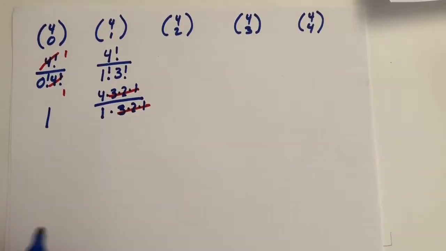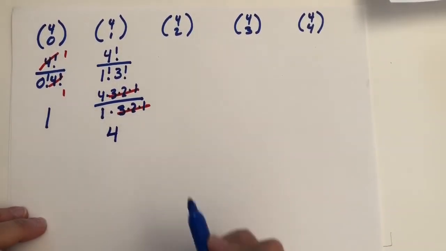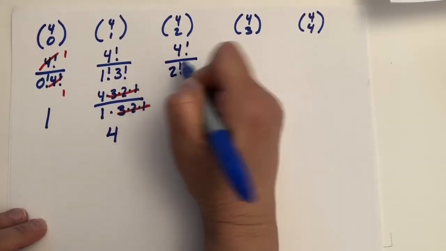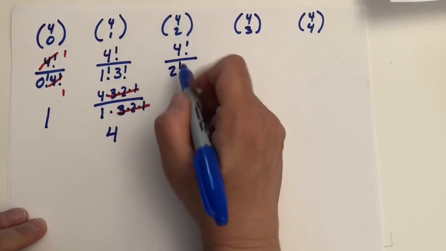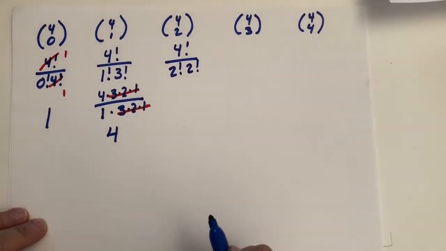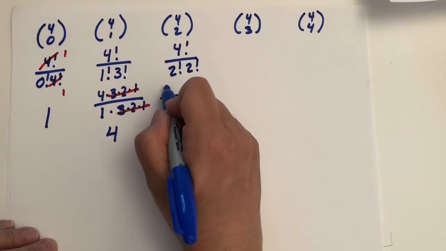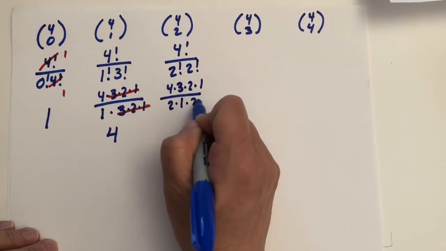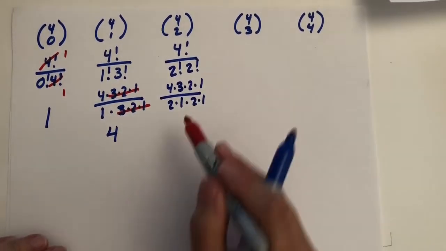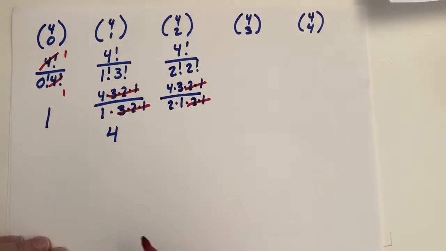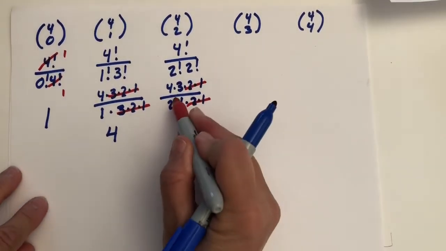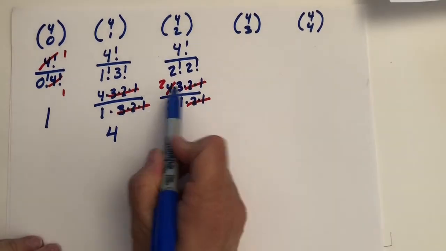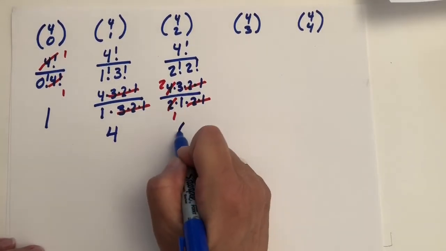And we have 4 over 1, or just 4. Let's get to the next one. 4 factorial over 2 factorial times 4 minus 2 factorial, which is another 2 factorial. So we have 4 times 3 times 2 times 1 over 2 times 1 times 2 times 1. This 2 times 1 cancels. We have a 2 and a 4. Let's reduce those. So in the numerator, we have a 2 times 3, and in the denominator, we have a 1, and that's a 6.